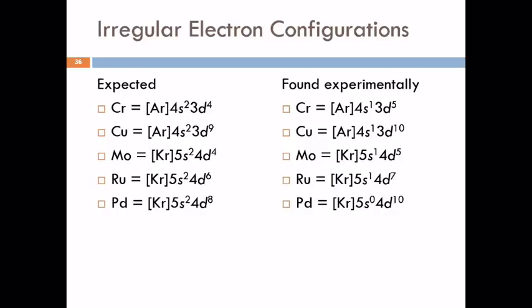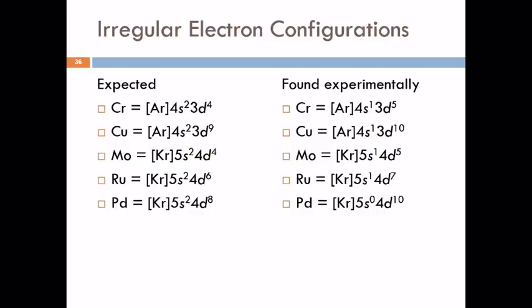But for the next one, for copper, on the right, how does it make that more stable, because it went from 4s2 to 4s1? Yeah, so this one's half full and that one's full.